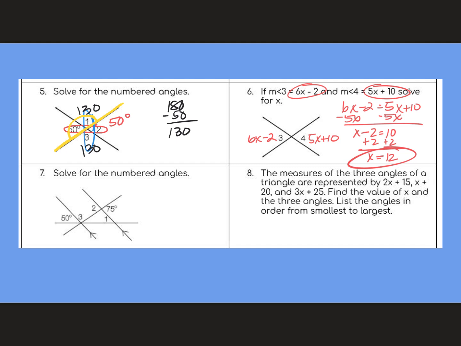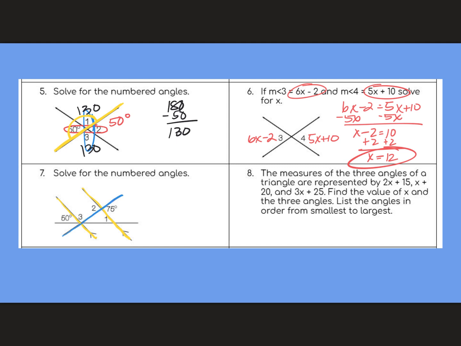Next up, we have 7. On 7, you'll notice that we have the arrows, which tells me that we have parallel lines here. So here you have your parallel lines. The other two lines would be your transversals. I'm going to first start with this one as the transversal.